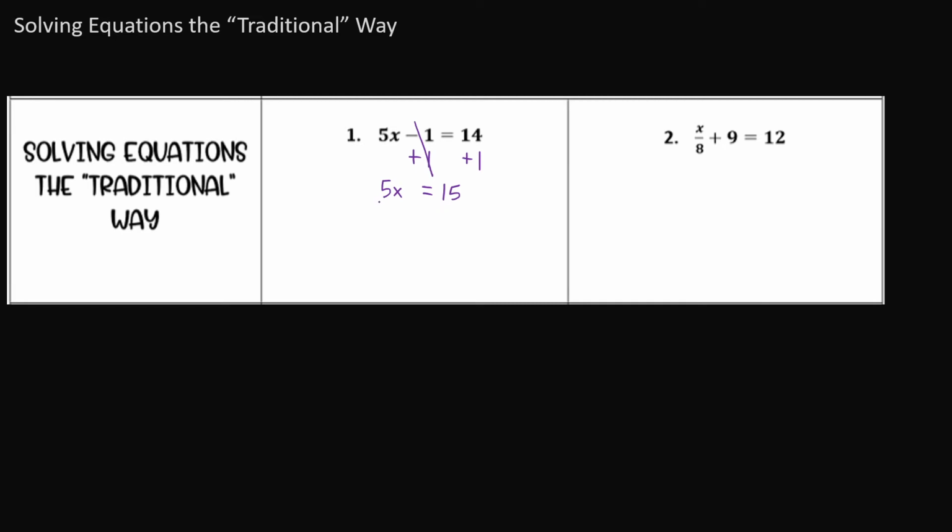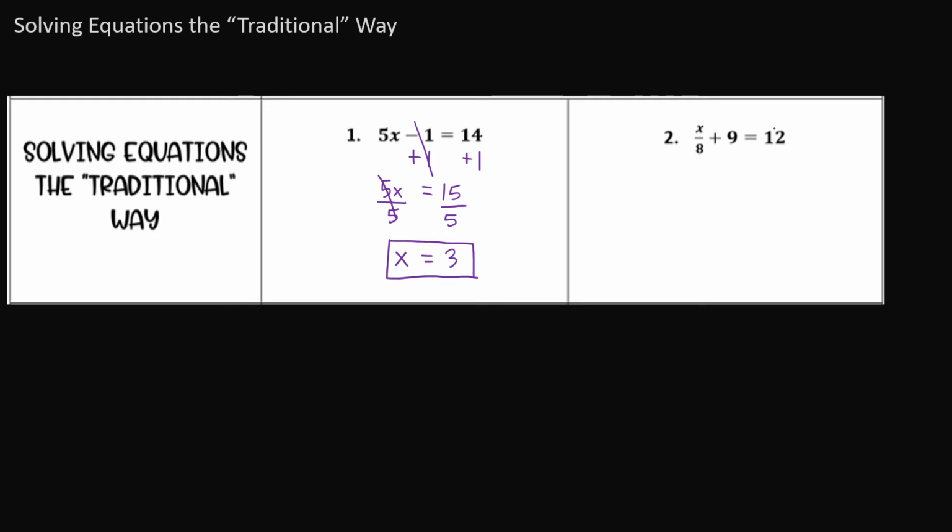Since this is 5 multiplied by x, we need to divide by 5 to reduce. 5 divided by 5 is 1. We are left with 1x by itself. And x is equal to 15 divided by 5, which is 3.